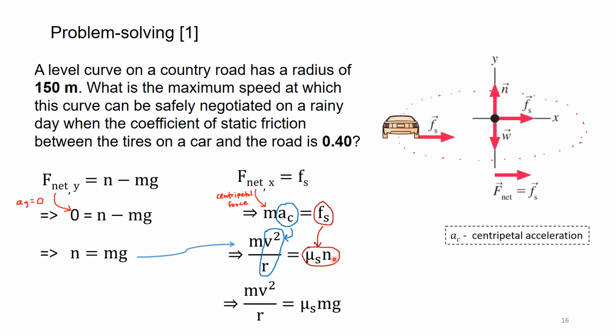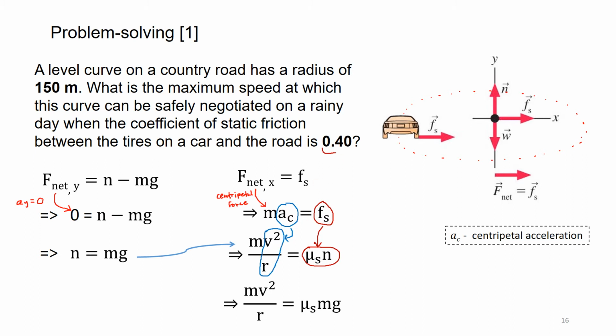Remember that for static friction, you can calculate the maximum possible static friction using the coefficient multiplied by normal force. So friction can be less than this number, but it can't be more than this number. This is the upper bound for frictional force. For this problem, we are trying to find the maximum speed, so let's plug the maximum friction into the equation.